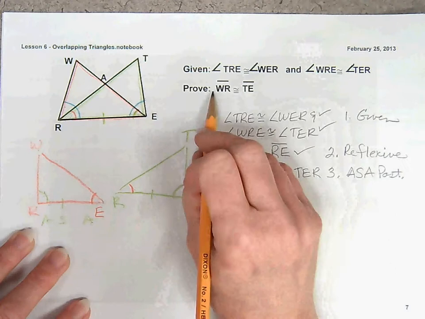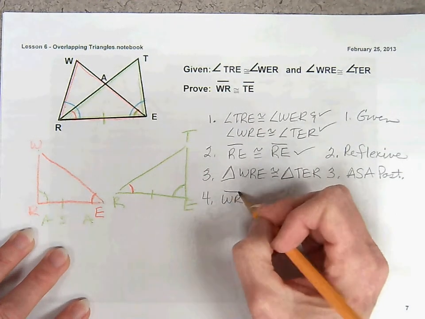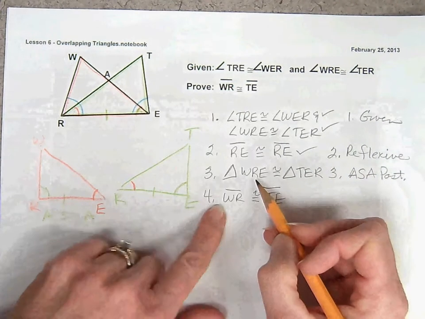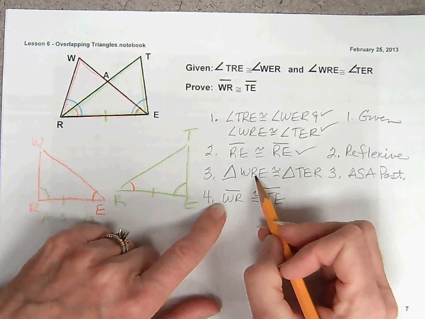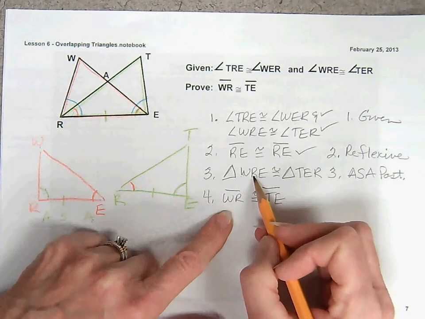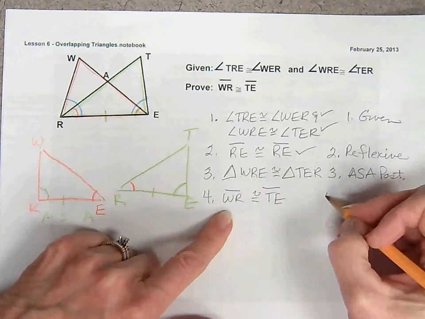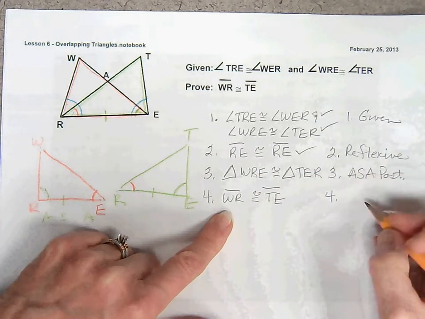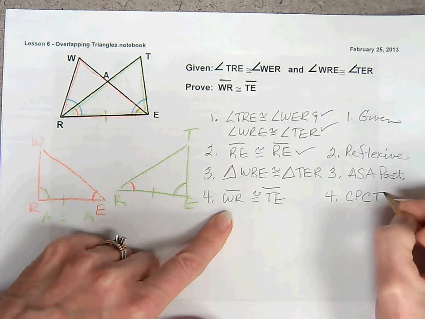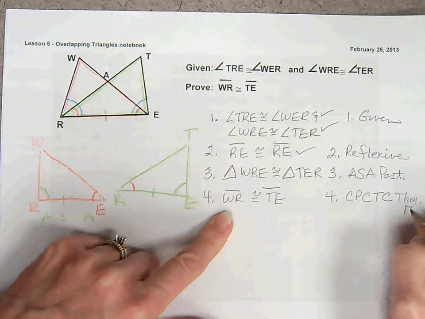But we're trying to prove that these are congruent. And now we can actually say they are. And again, if you look at the order in which we wrote our triangle congruent statement, we've got WR is congruent to TE. And the reason we can say it after we prove the triangles are congruent is that corresponding parts of congruent triangles are congruent. And we are done.